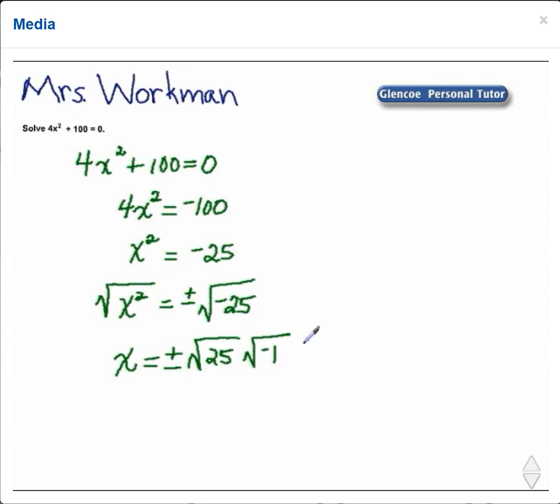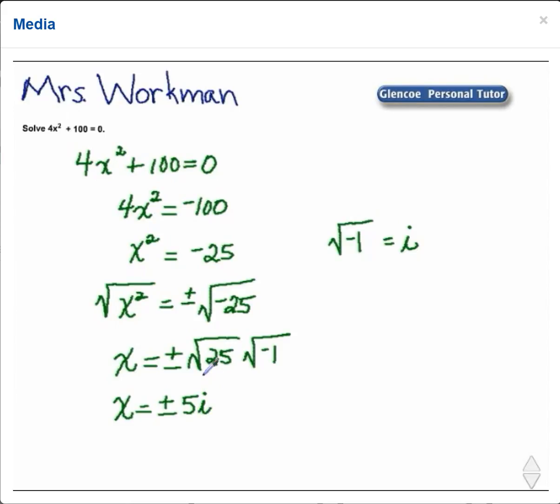Now how does that help us? Well, first of all, we can go ahead and find the square root of 25. That's 5. And we know that mathematicians have defined the square root of negative 1 as the imaginary unit i. And so the square root of negative 1 we will replace with i.